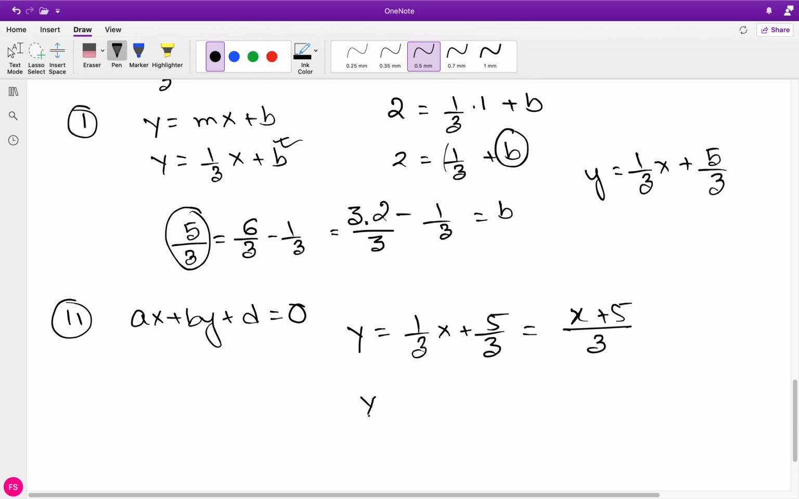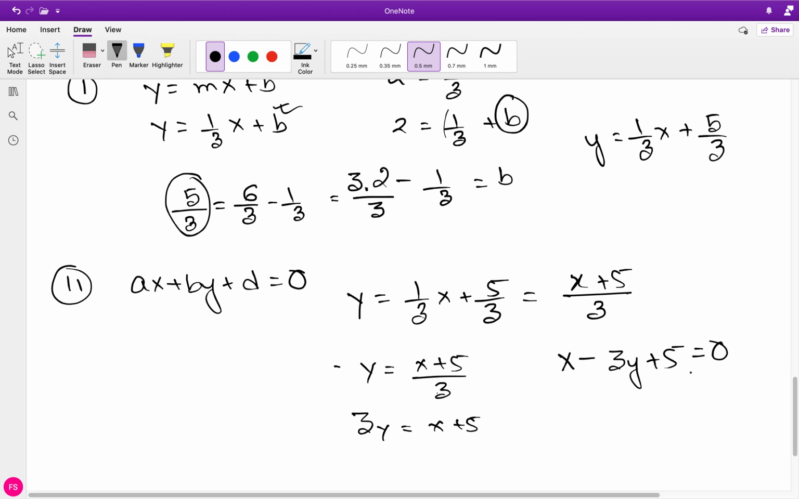Now I have y equals x over 3 plus 5 over 3, but I don't want any fractions, so I'm going to move this 3 to that side. This will be 3y equals x plus 5. Now feel free to move this 3y to the other side, and this will give you x minus 3y plus 5 equals 0. Okay, so this is how you can change it to general form.